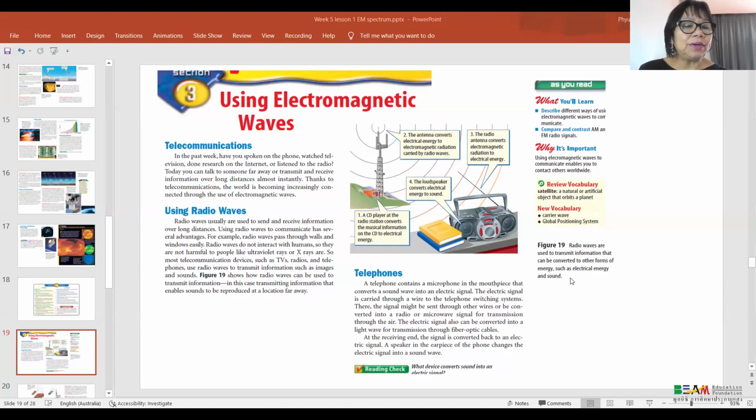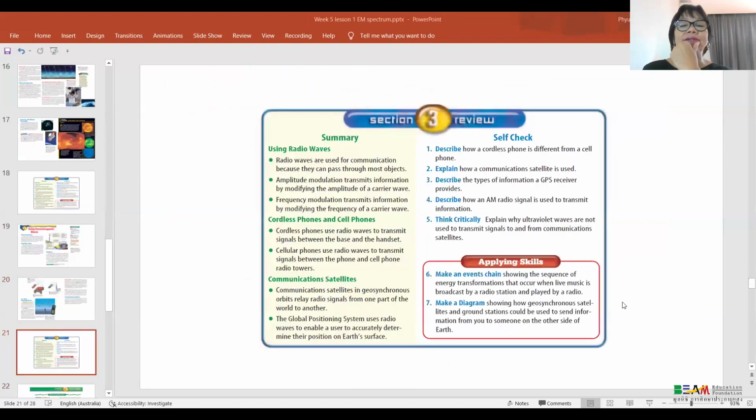Now let's go to section 3. This one is all about the use of electromagnetic waves, again, starting from radio waves to gamma rays. So you can see how different devices on Earth use different parts of the EM wave. Okay, so let's discuss the question answers very quickly.